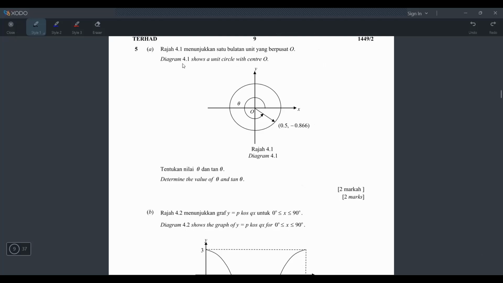Number 5, let's go. Diagram 5.1 shows a unit circle. Okay, the moment I see this word, I know this is Trigo. I know this is Trigo already. And I always teach in class, whenever you see this word unit circle, oh, by the way, for Trigo, there are only 3 types of questions that can come out.